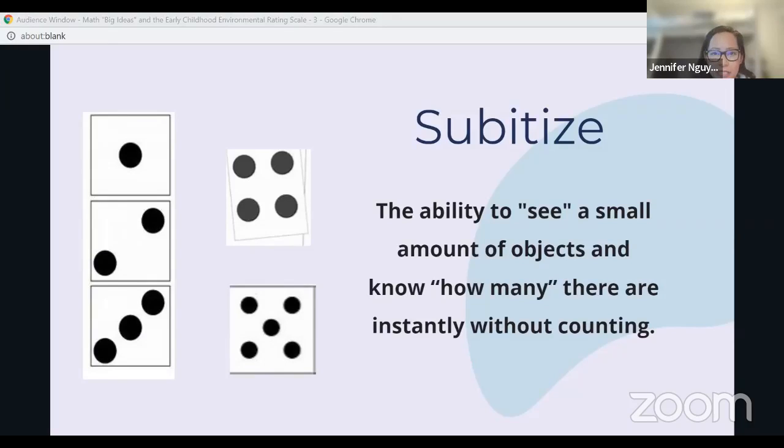Young children have the innate ability to subitize 1 and 2. There's no formal teaching of math or counting. They instantly can tell between 1 and 2. Now, when we're in the learning environment, we can practice 3, 4, and 5.